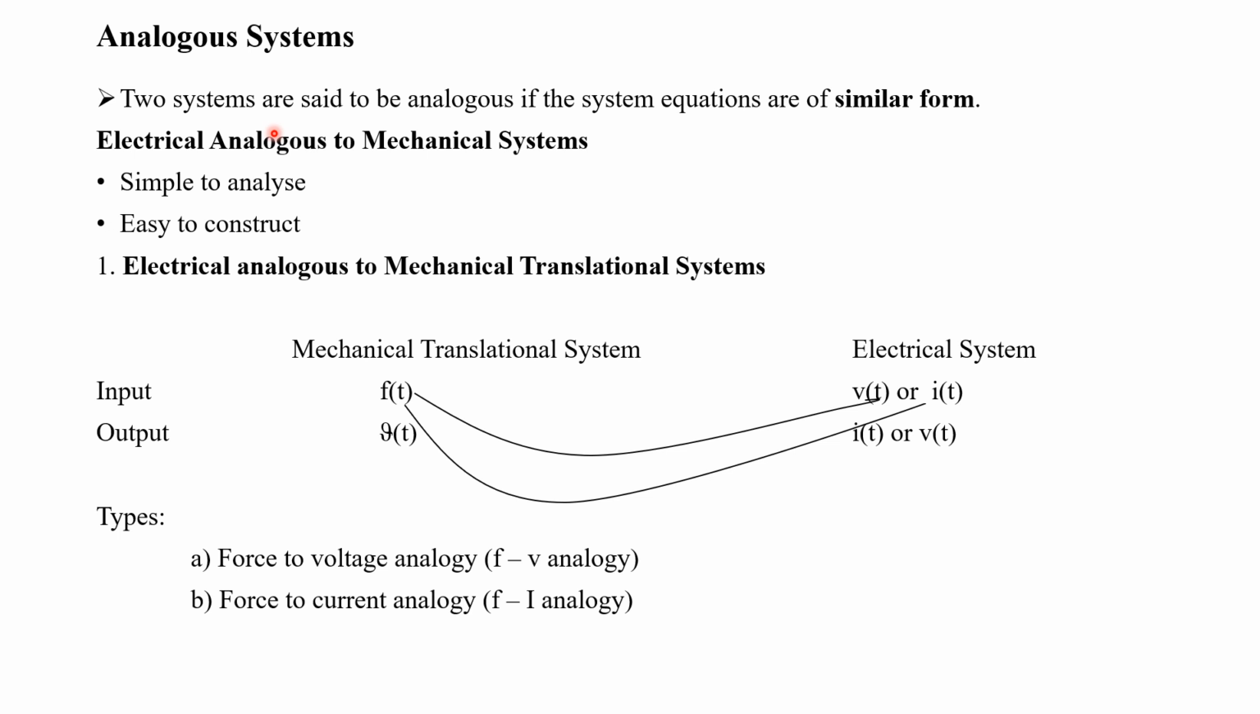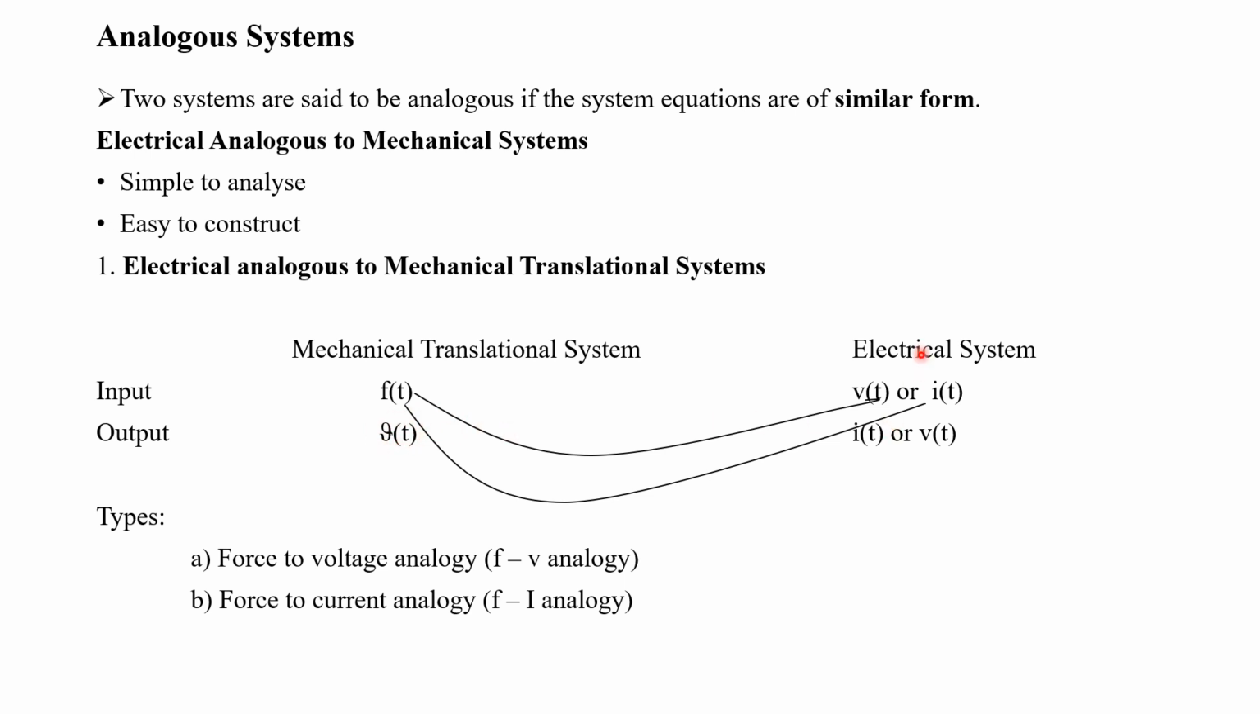To transform this, first we have to consider the mechanical translational system. Here the input will be a linear force F of t. In the electrical system, the input will be either voltage or current. The output for the mechanical translational system will be X of t, isn't it? But for the analogous circuit, we have to consider the rate of change of displacement, that is nothing but velocity. Velocity will be represented by curly V, V of t.